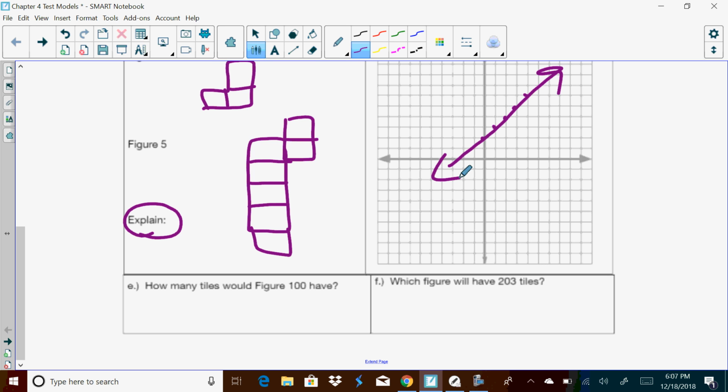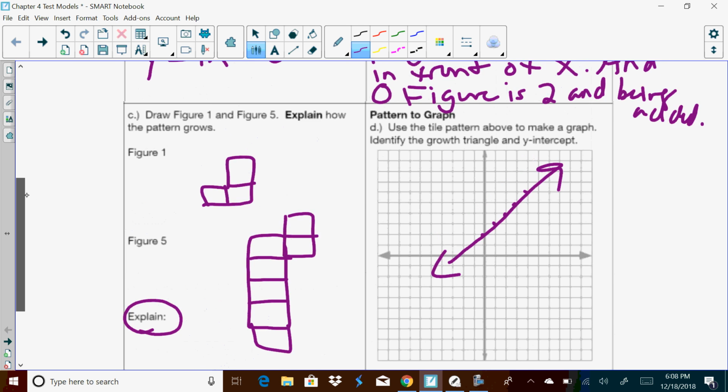So then part E says, how many tiles will be in figure 100? So to do that, I just plug it back in. So I do 100 times 1 plus 2. So 100 times 1 is 100. 100 plus 2 is 102. So it's 102 tiles.